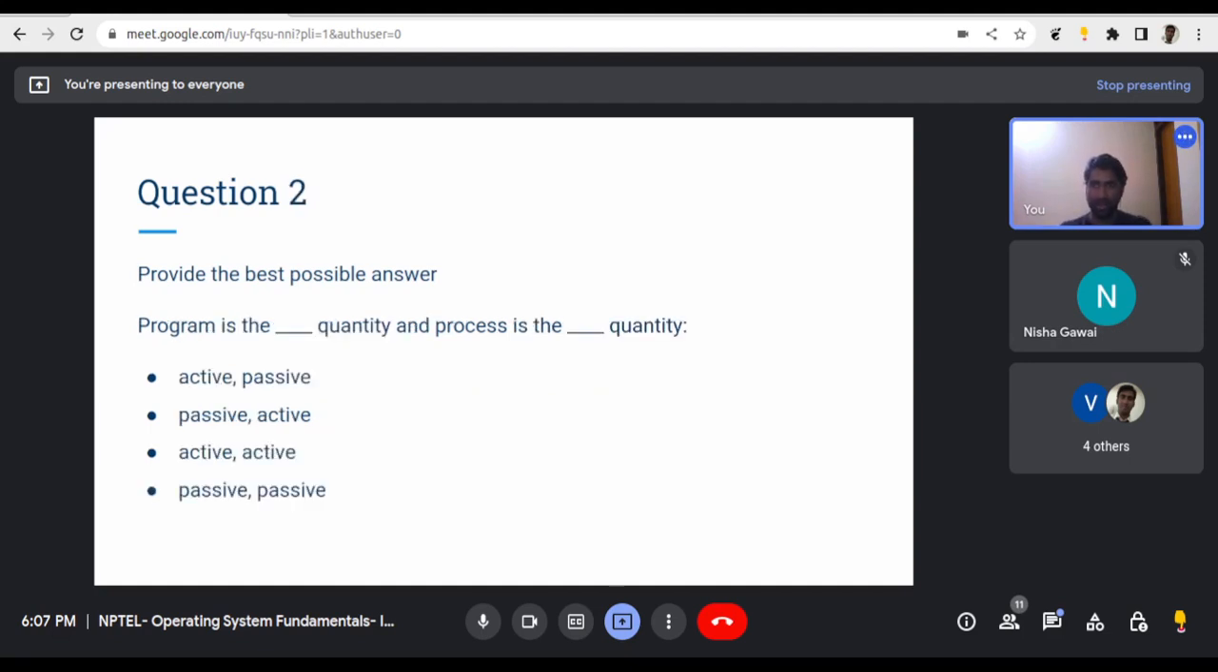This is also related to the program and process. A program is the dash quantity and a process is the dash quantity. Can you say which one is the active quantity and which one is the passive quantity among the program and the process?